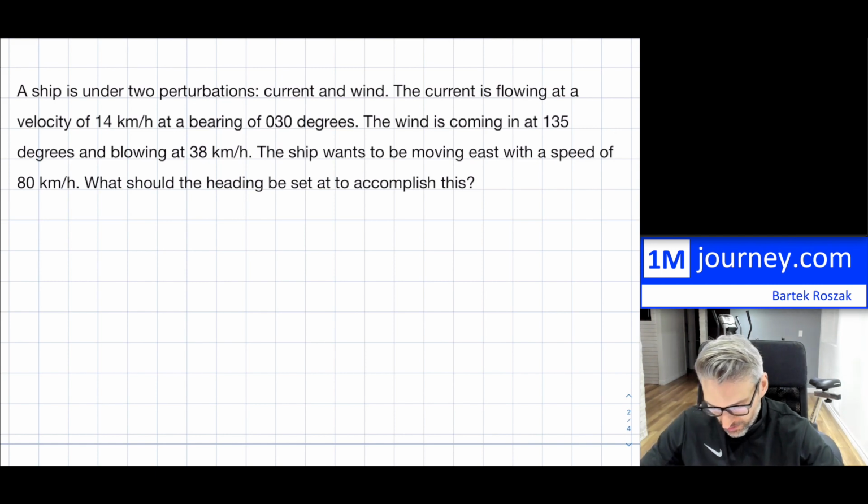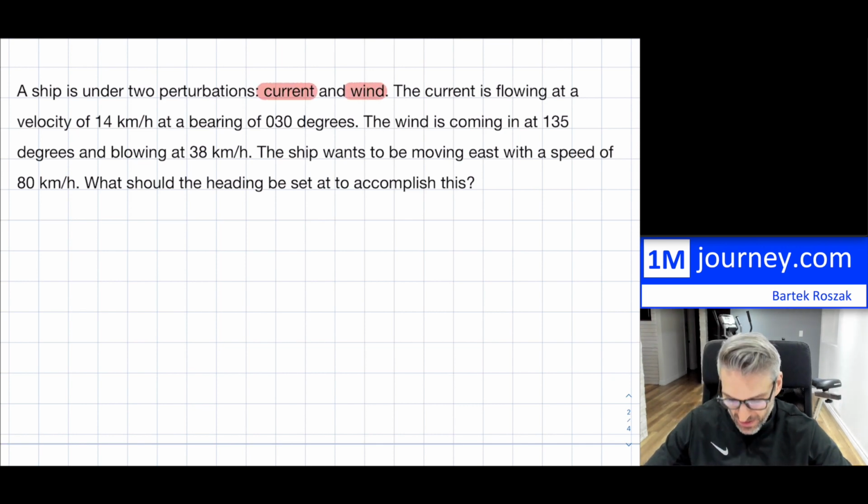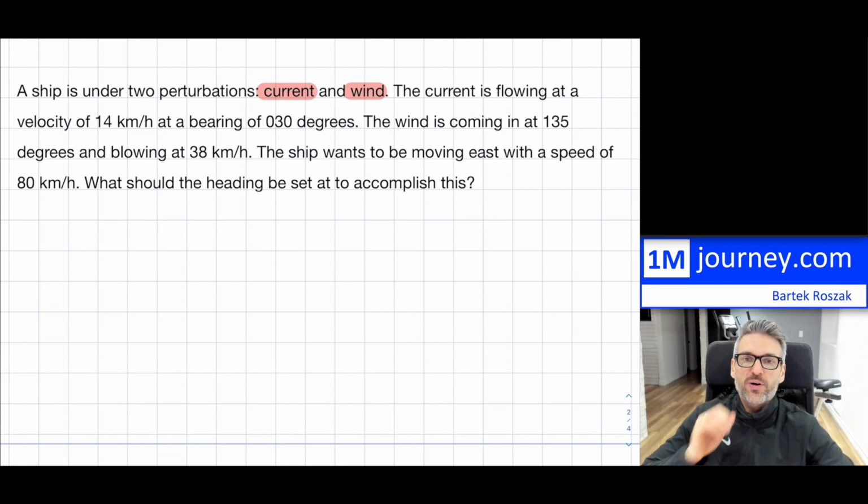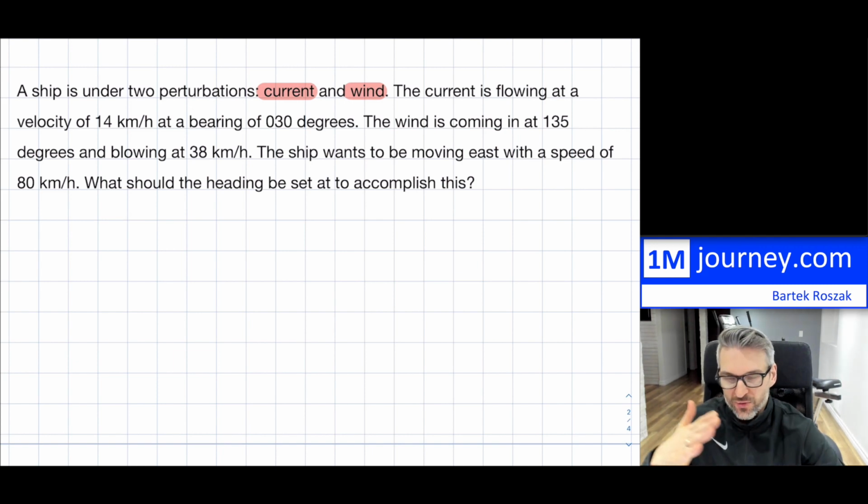So here's a ship. It's under two perturbations, kind of like the one that I pointed out above. Now, typically, as you're starting this, maybe in grade 12 or in first year, there's only going to be one perturbation, which is going to shift you off course. It's rarely you're going to get two. So two is a harder problem. But we can certainly handle it if you understand the addition and subtraction of vectors.